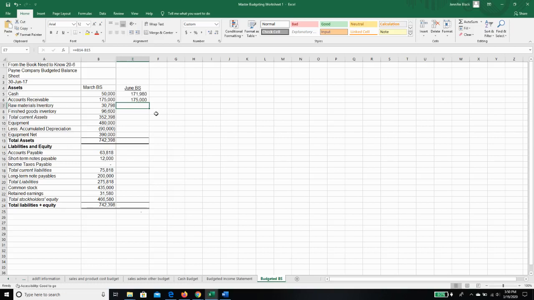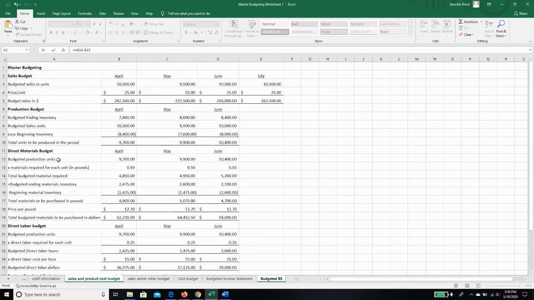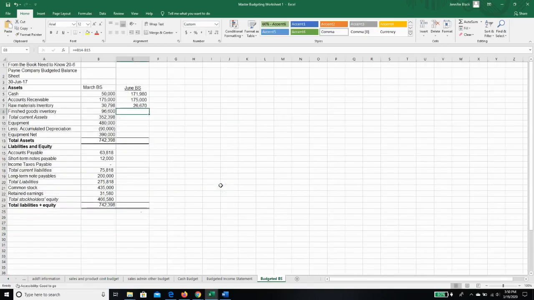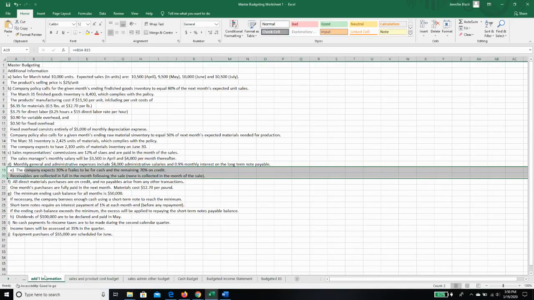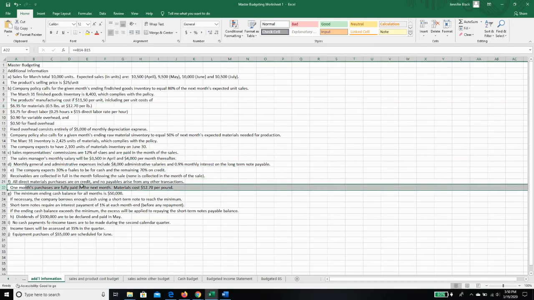Our raw materials inventory is going to be, let's go back over here and go to raw materials. And our ending inventory in June is 2,100 units. And we know that raw materials are $12.70 a unit, so times $12.70. Okay, you're saying, how do I know that? We know that because it tells us this right here, $12.70 a pound, and it says it somewhere, the other one is $12.70 a pound. It tells us a couple times.